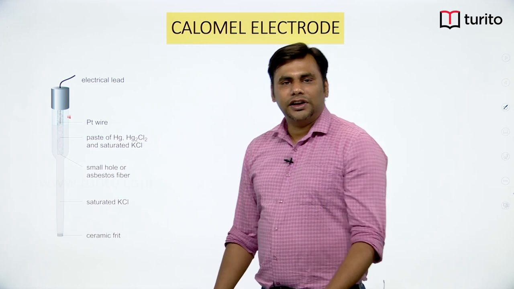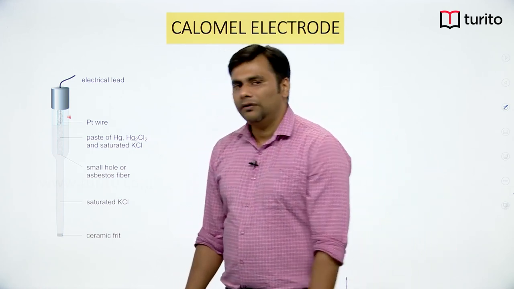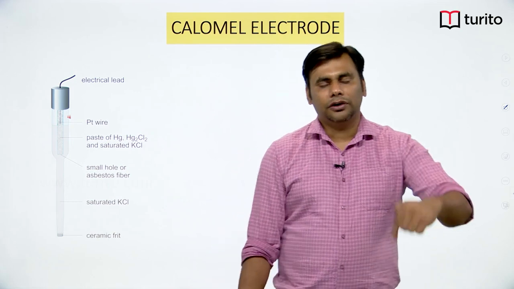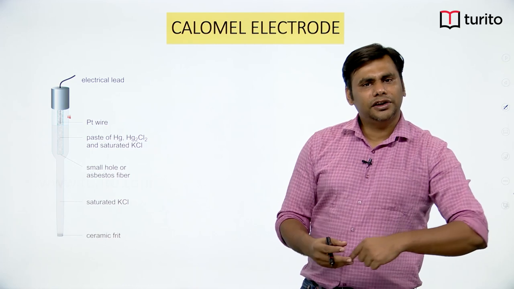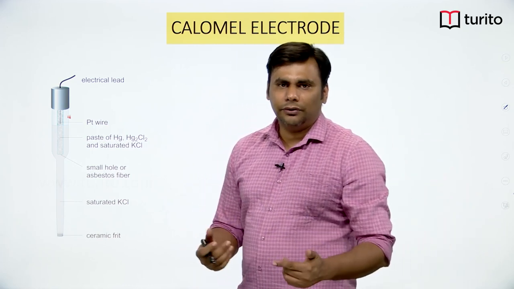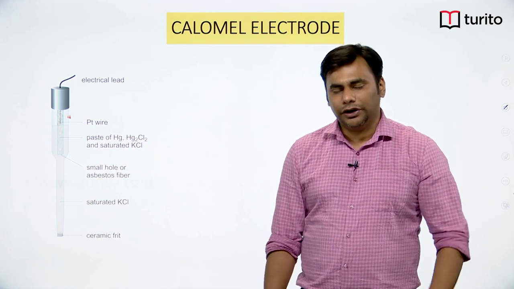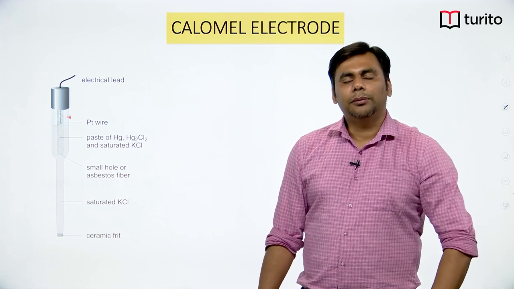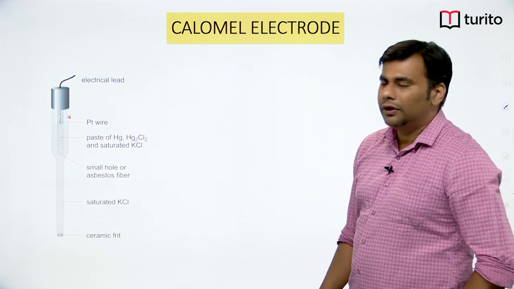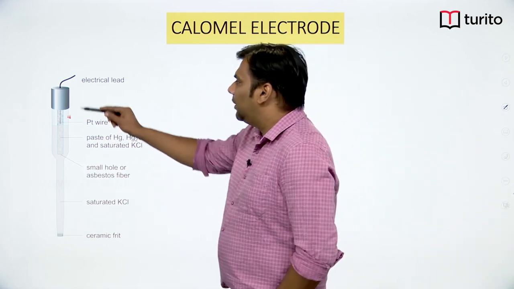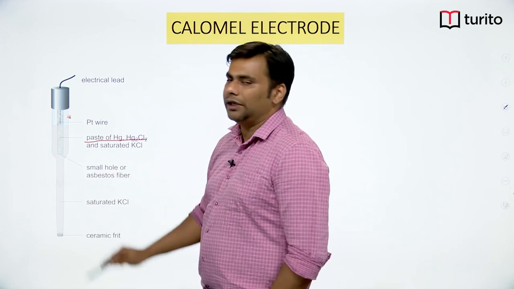So, calomel is basically Hg2Cl2, that is mercurous chloride. Okay, so what we are doing, we are taking mercury. Mercury can be taken as an electrode, but generally mercury is not solid, it is liquid. So we are taking mercury, we'll have a paste of mercurous chloride, and we'll dip it in the solution of chloride ion. Okay, so let us look at the setup of the calomel electrode. So we are having a platinum wire, then we are having a paste of Hg and Hg2Cl2.